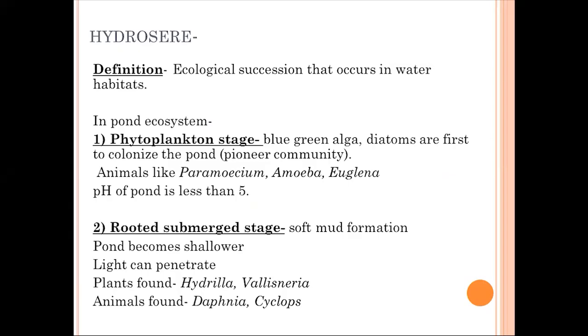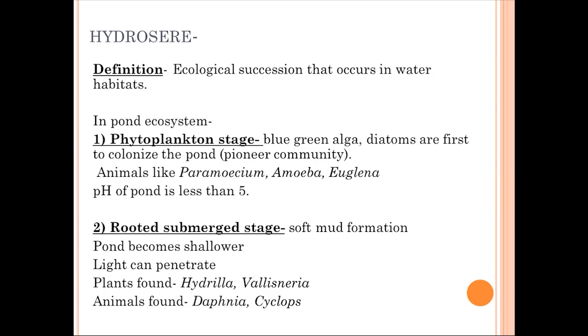Let us now look at the hydrosere, that is the ecological succession that occurs in water habitats. So in the pond ecosystem, this ecological succession begins with colonization of phytoplanktons, which are the pioneer community, and terminates into forest, which is the climax community. The first stage is the phytoplankton stage. Phytoplanktons like blue-green algae and diatoms are the first to colonize the pond. Therefore, these are known as the pioneer community.